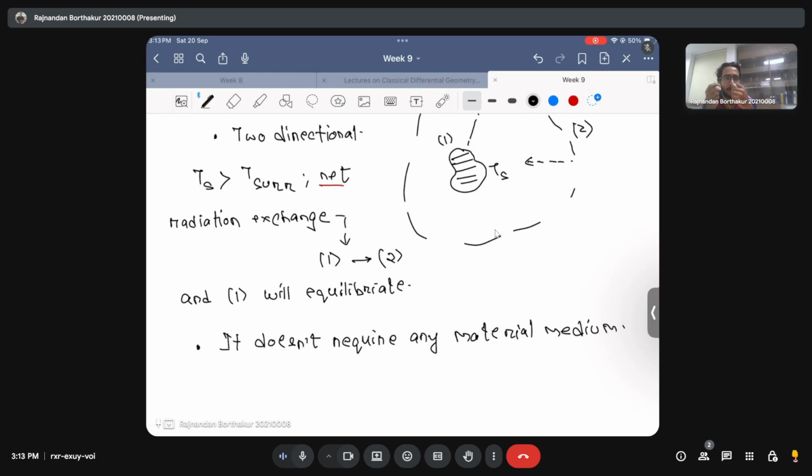Irrespective of the presence or absence of a material medium, there will be radiation exchange taking place between two bodies which are at temperature 1 and temperature 2. And there will be a net exchange of radiation, again because radiation is two directional in nature.